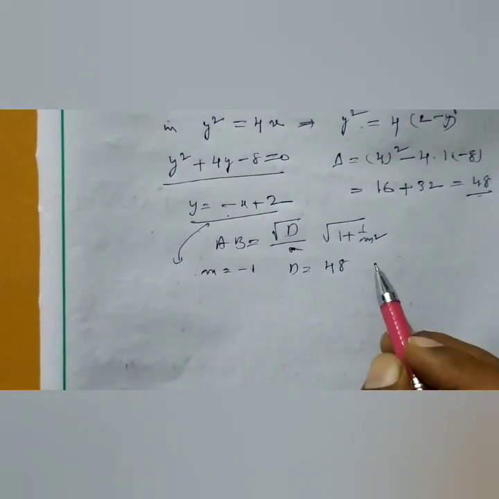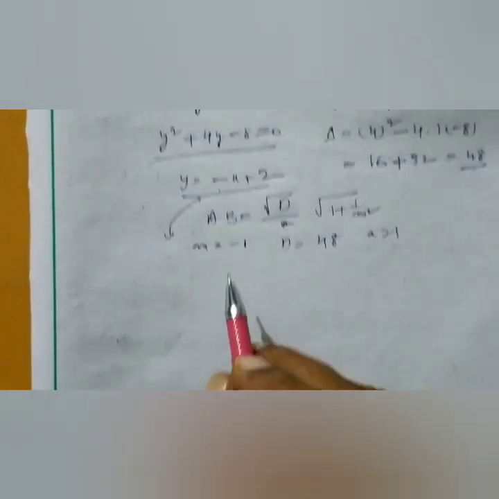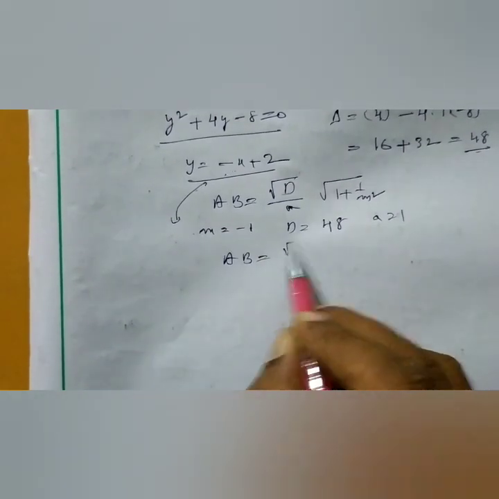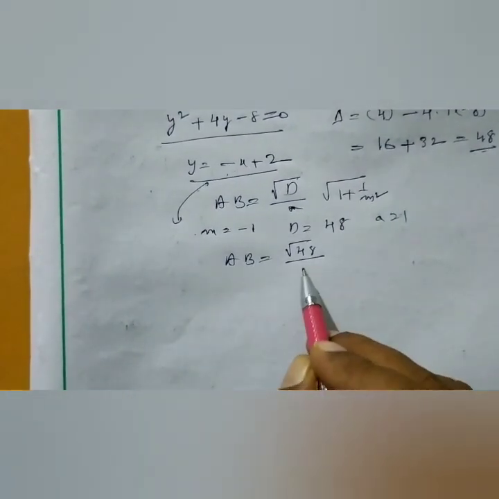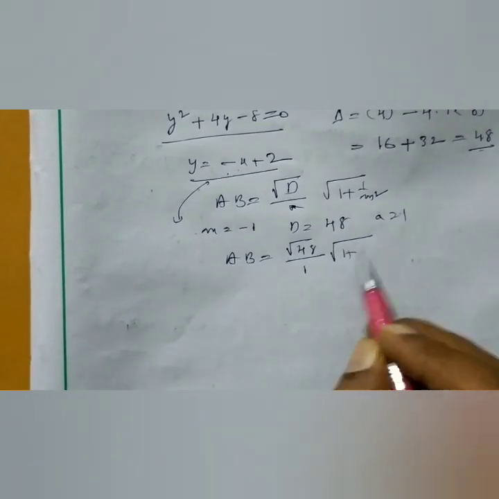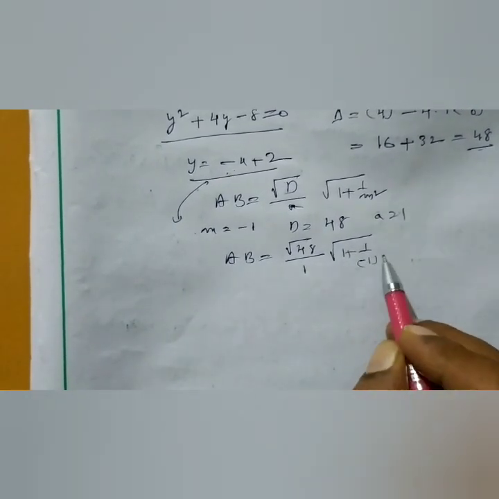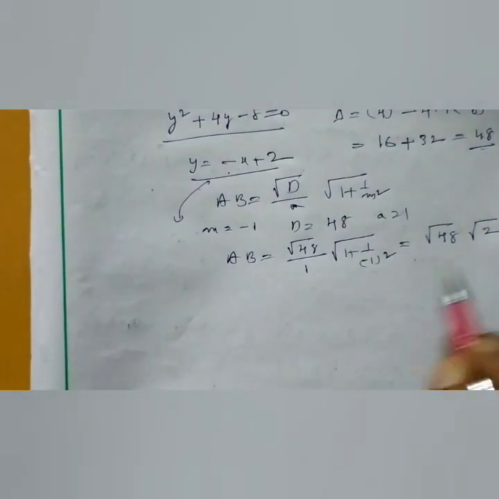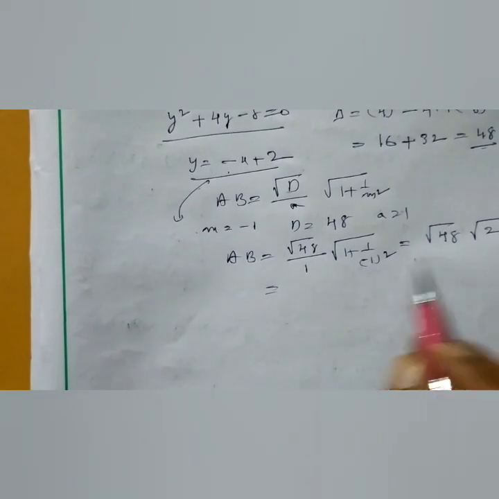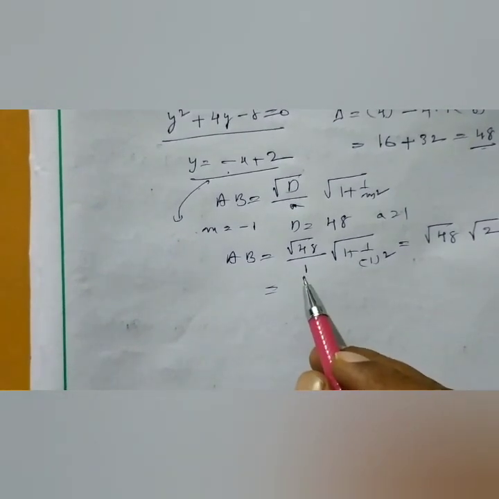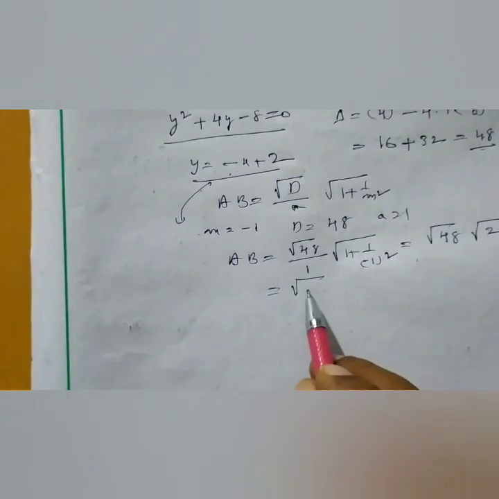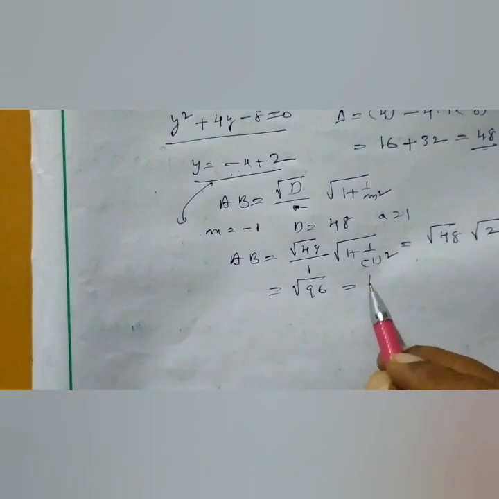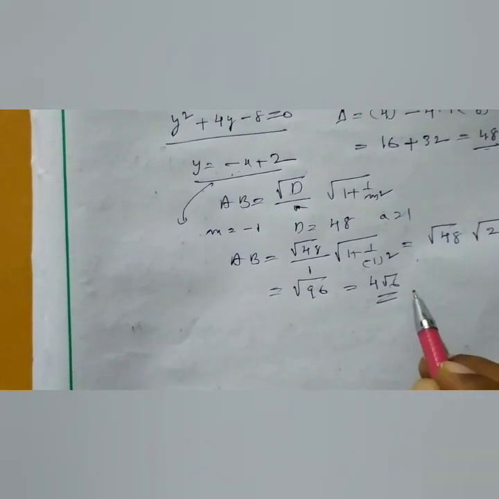A is equal to 1. Therefore, using the distance formula, distance AB is equal to root D, which means root 48 by a, which means 1, into root of 1 plus 1 by m square, minus 1 whole square, which is equal to root 48 into root 2, that is equal to root 96. This is the length of the curve. It can be written as 16 into 6, so 4 into root 6 is the length of the curve.